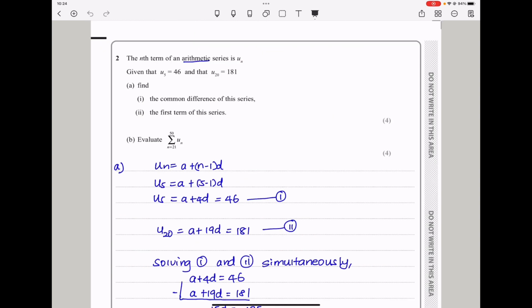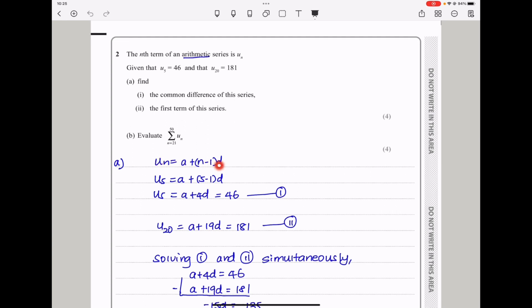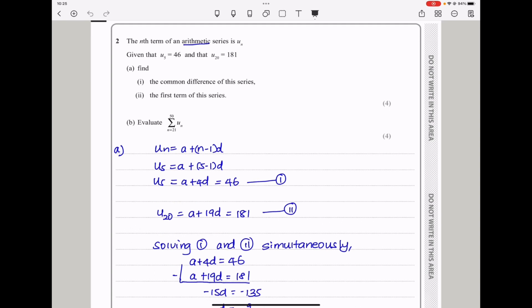The nth term of an arithmetic series is un. Given that u5 is equal to 46 and that u20 is equal to 181, find a) the common difference of this series and b) the first term of this series. So remember, any term in an arithmetic series is given by un = a + (n - 1)d. So the fifth term should be a + (5 - 1)d, which is a + 4d. And since a + 4d is equal to 46, that is my equation 1.